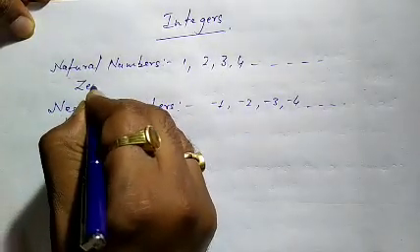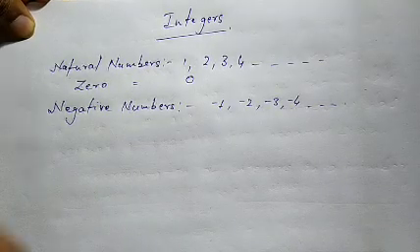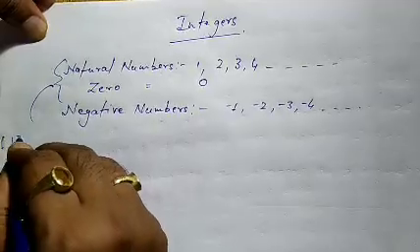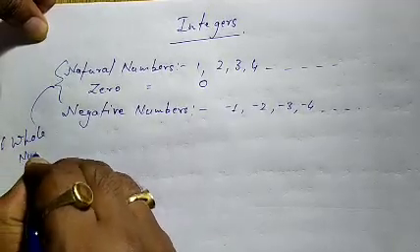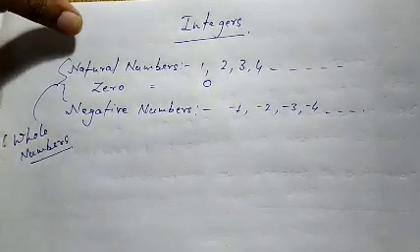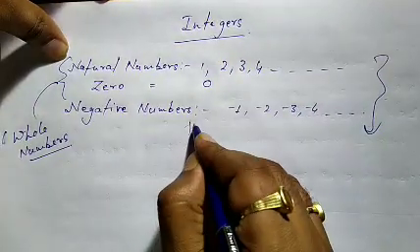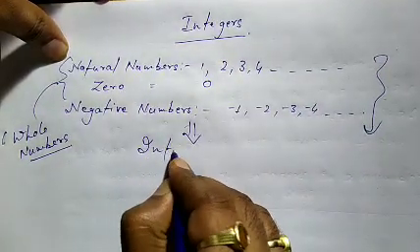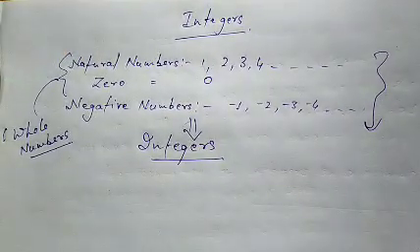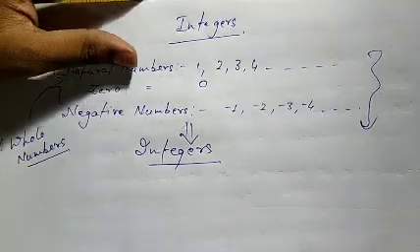So what is a whole number? All natural numbers included with what? 0. That is called a whole number. Now how can you define the integers? These all are called what? Integers. So if anyone asks you the definition of integers, how will we define it?